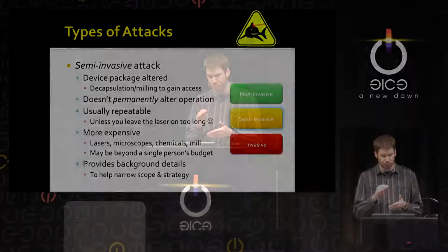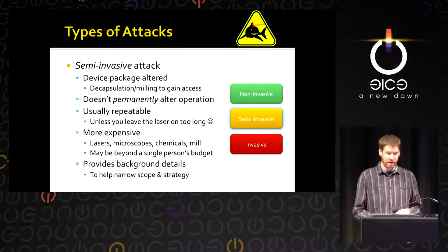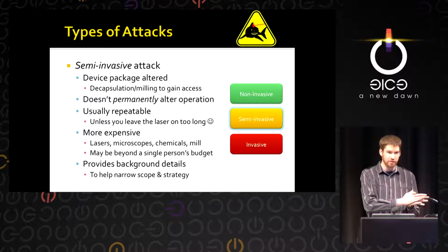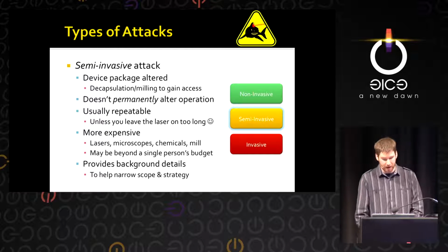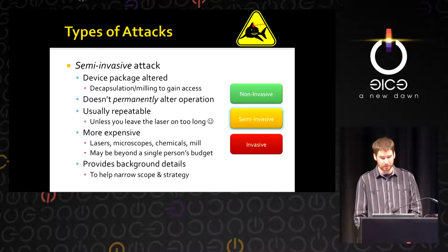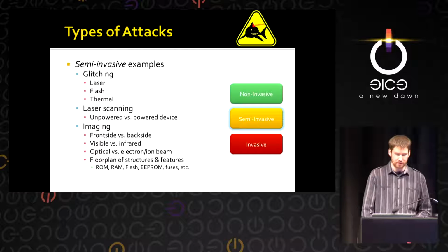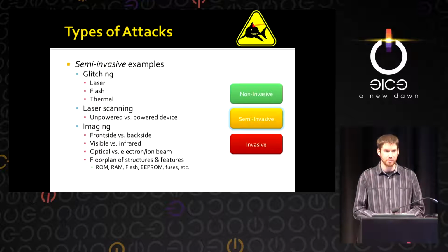It's more expensive, so now you may need things like lasers, microscopes, chemicals, a mill, and this class of attack may be beyond a single person's budget. So it depends how well funded you are or not. And then this kind of attack can provide background details rather than require them. So you'll be able to help narrow the scope and strategy potentially for your non-invasive glitching attack, and get a basic floor plan of the chip, for example, if you've got an optical microscope or something like that.